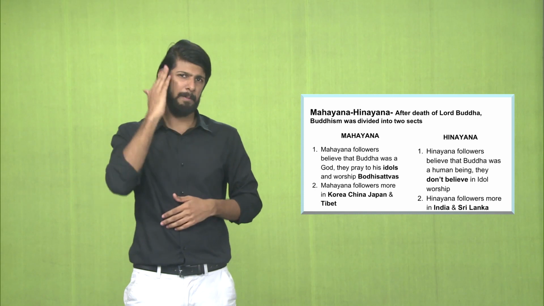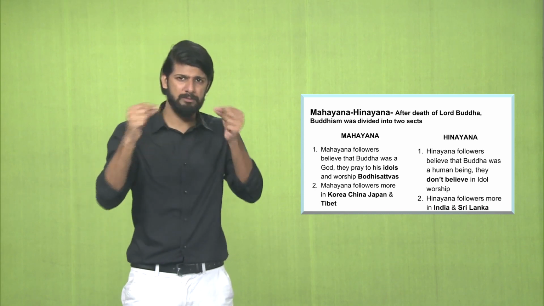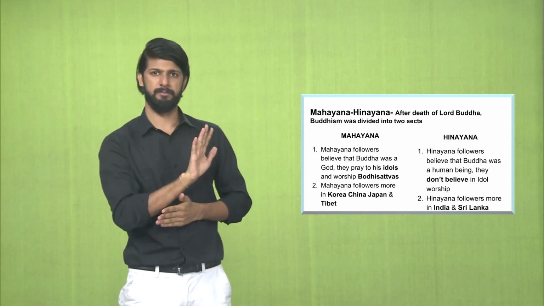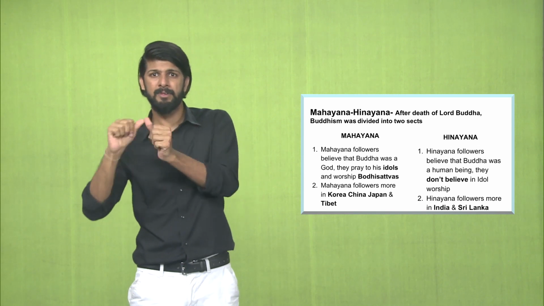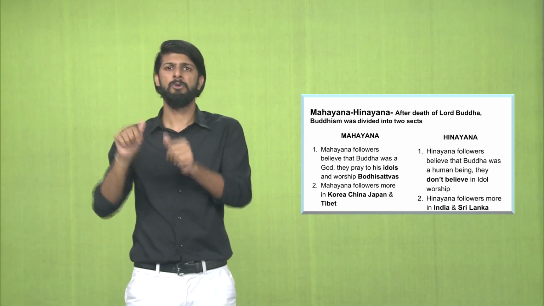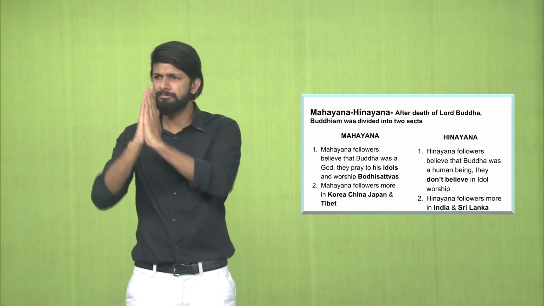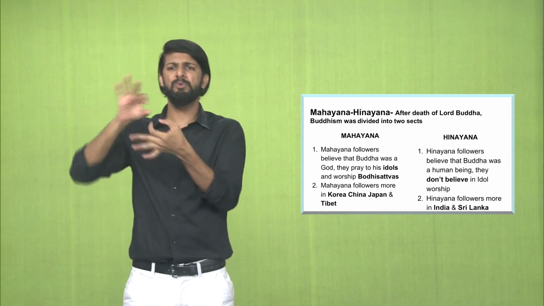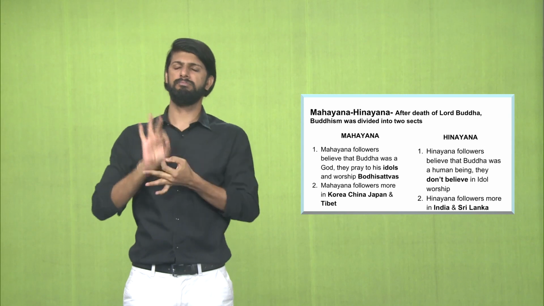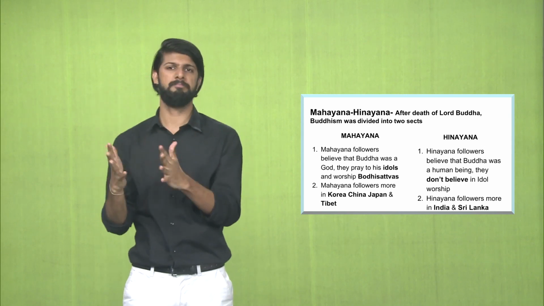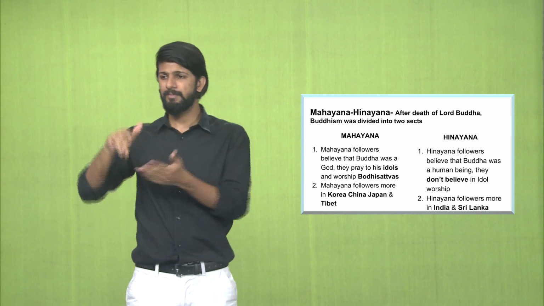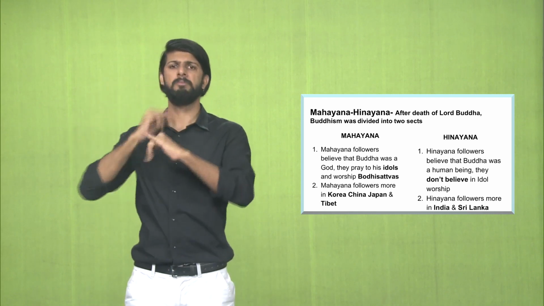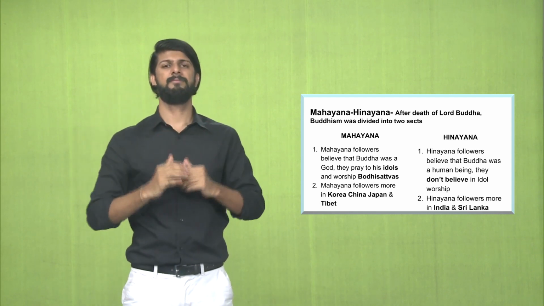The Mahayana followers were more in Korea, China, Japan and Tibet, where idol worship and worship of Buddha as a god is followed. The other group, which is known as the Hinayana, did not believe in idol worship. They believed that Buddha was the same as human. They did not believe in idols and bodhisattvas, do not worship them. Hinayana followers more in India and Sri Lanka, and the basic belief that Buddha was also human.